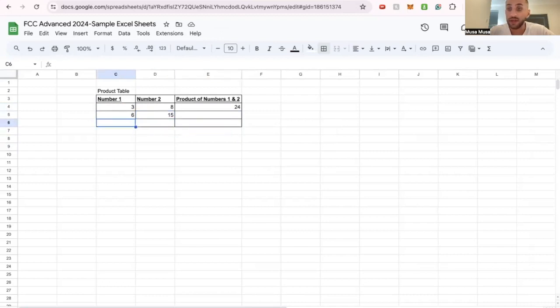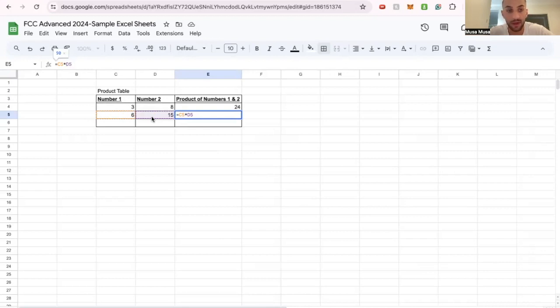Now, if you have 6 and 15, what you would do is highlight this, because it recognizes what the pattern is, and drag that down. 6 times 15 is 90. Notice how here in this product, it says C4 times D4. Excel knows that when you go down to the next row, you should no longer be looking at C4 and D4, you should be looking at C5 and D5 and multiplying those two numbers together.